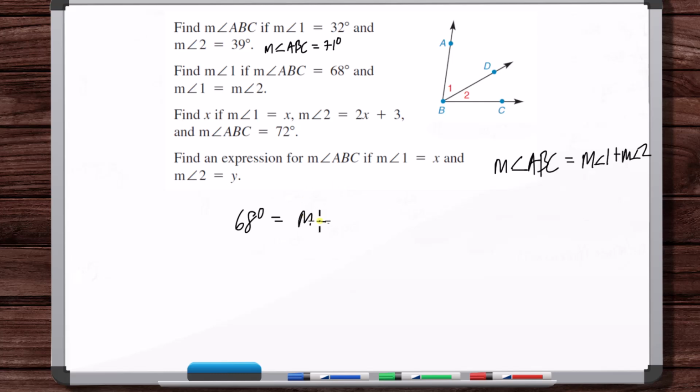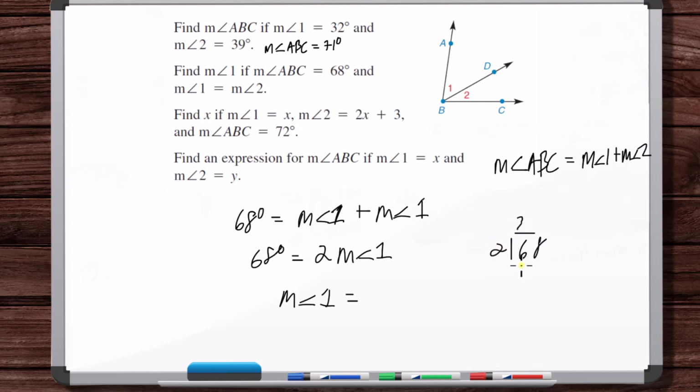I don't want to go too fast. So we can set the measure of angle 2 equal to the measure of angle 1 in that formula. So we have 68 degrees is equal to 2 times the measure of angle 1. Divide both sides by 2. You've got the measure of angle 1 is equal to 68 divided by 2, which is 34.